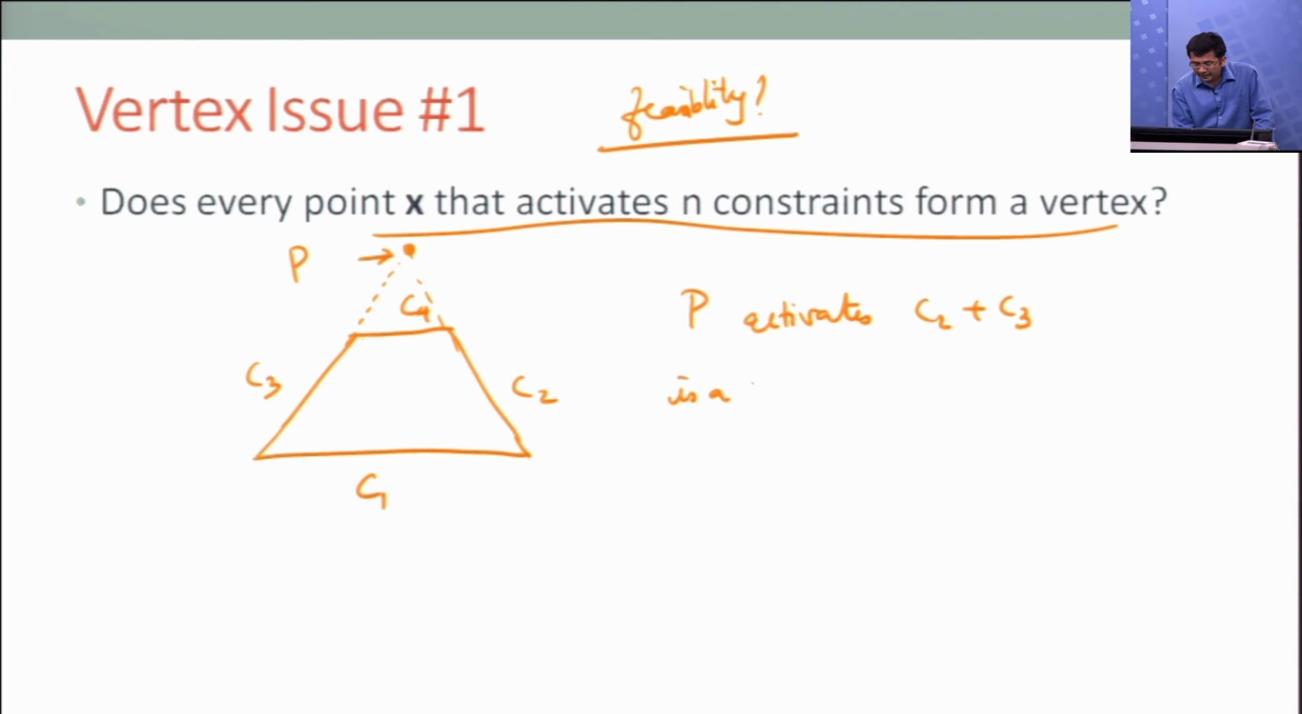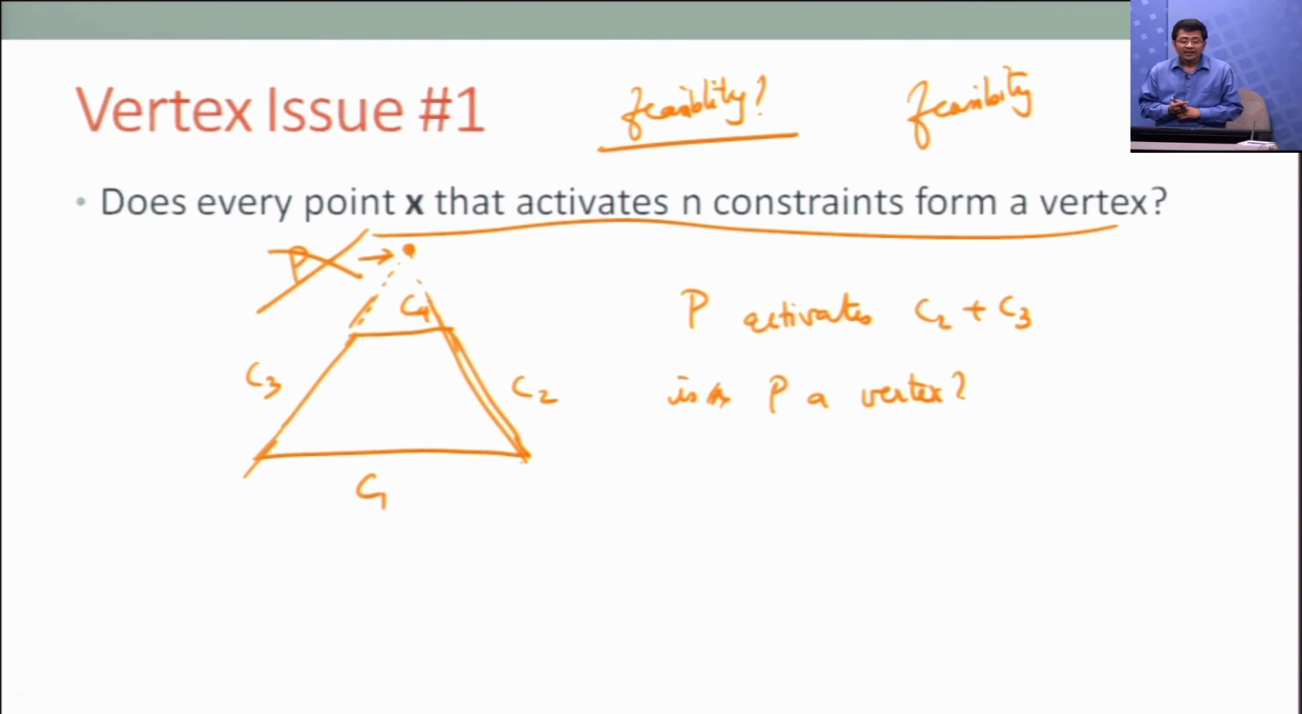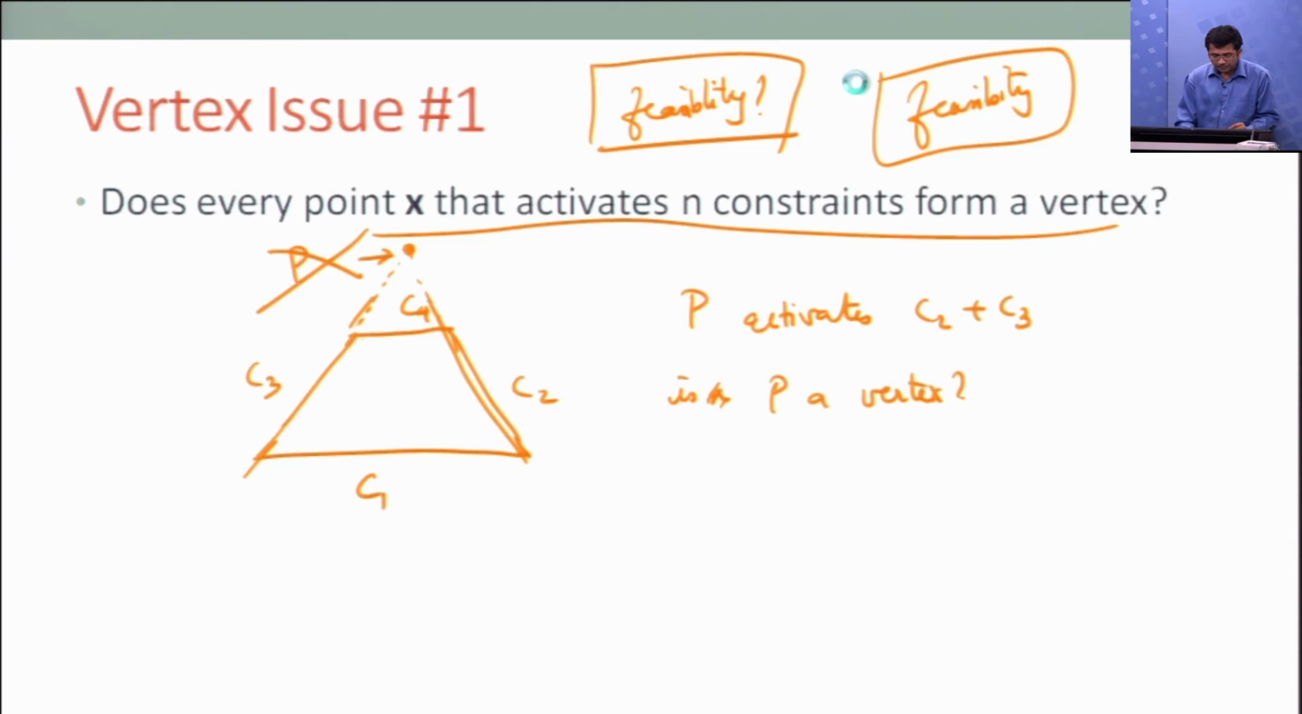Therefore, is P a vertex? The answer definitely is not, because P lies outside the polygon. So feasibility is very important. What feasibility ensures is that points outside, which can be seen as saturation of two constraints, are not counted as vertices. This is of great importance. So P is no longer a vertex, even though it makes two constraints, C2 and C3, active. It's not regarded as a vertex because feasibility is first and foremost the requirement for being a vertex. It needs to be a point that satisfies the constraints in the polyhedron.